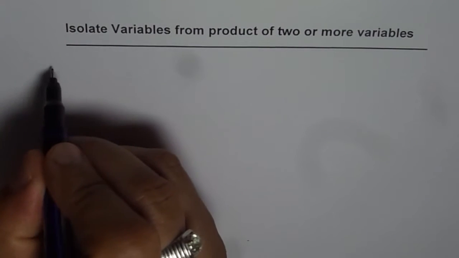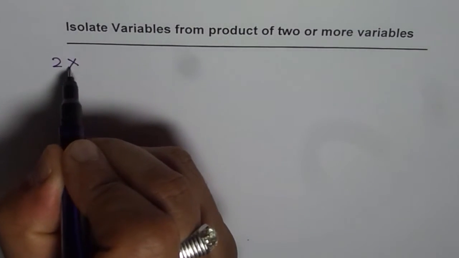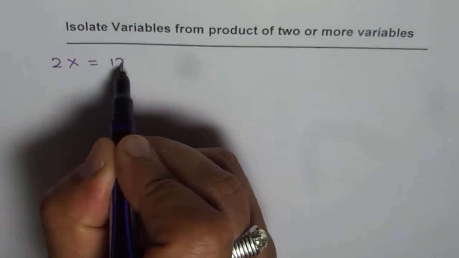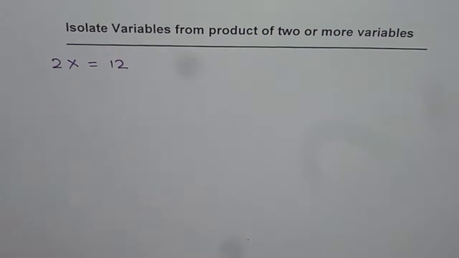Let us try to understand how to isolate variables from product of two or more variables. I find that it is easy for students to understand when numbers are involved. So we'll start with numbers and move on to variables. Let us take a very simple example and let us say 2x equals 12. Now find the value of x. That is also as good as saying isolate x.